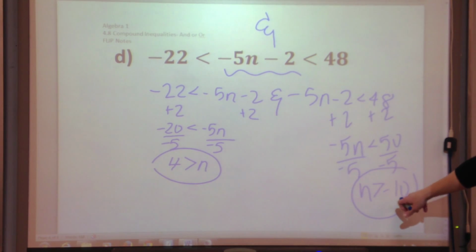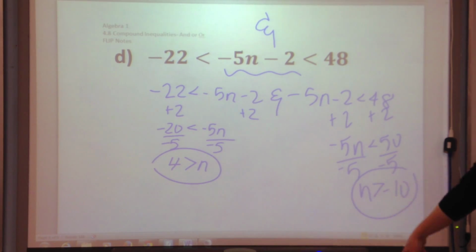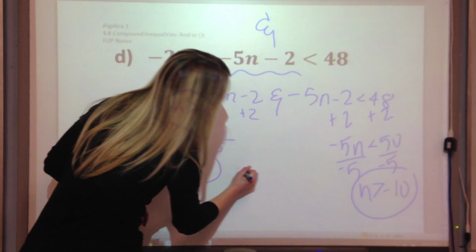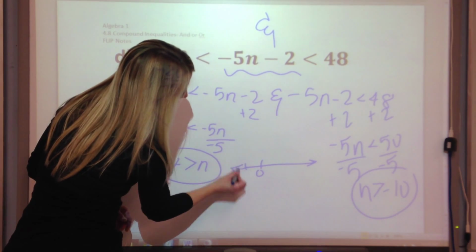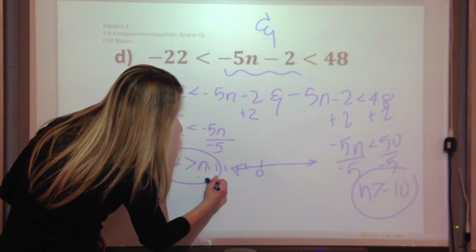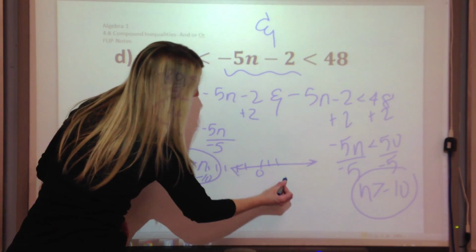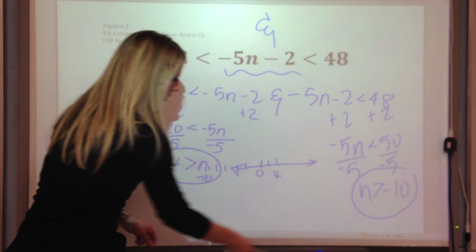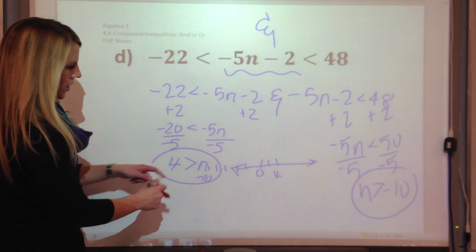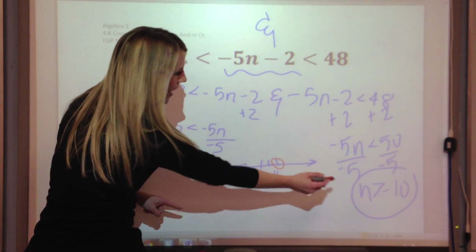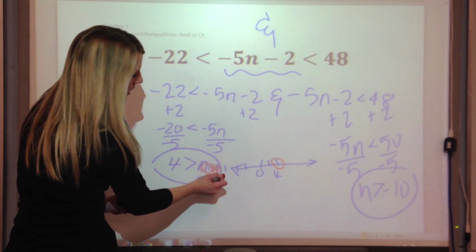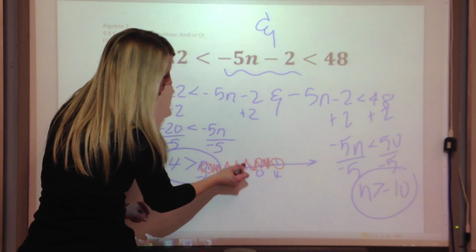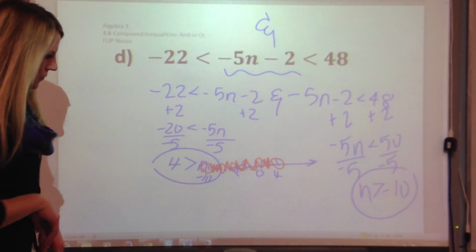So these solutions together are my solution set to the compound inequality. So n is greater than negative 10, and n is less than 4. Let's see what that looks like. 0, I'll count by 2s. 2, 4, 6, 8, 10. So this is negative 10, and this is 4. I'll do it in a different color so it's easier to see. So n is less than 4, and n is greater than negative 10. Greater than negative 10 and less than 4 is everything in between.